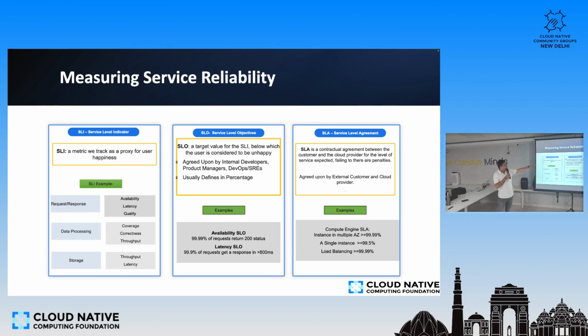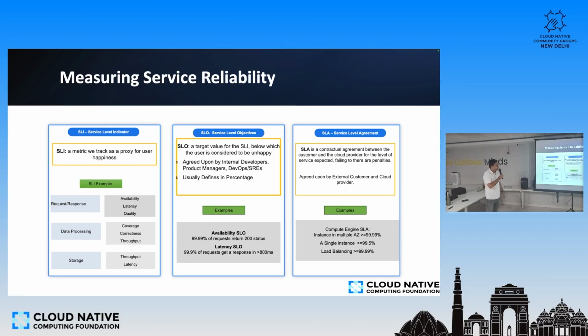Then we have SLO, which is called service level objective. So SLO is a target value of your SLI, which we have just discussed here, availability, latency, and all those things, and below which the user is considered to be unhappy, right? So let's say you are saying my application availability is 99.99%. If it is below that, your user will be unhappy, right? If you continue to serve at that target, then your user will be happy. So you have to maintain that.